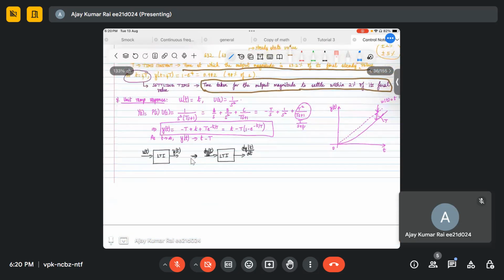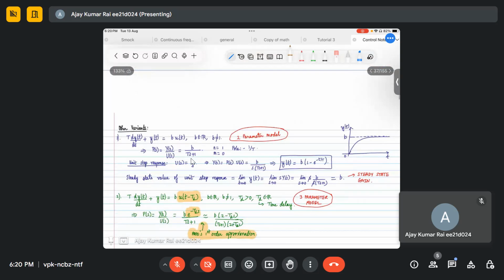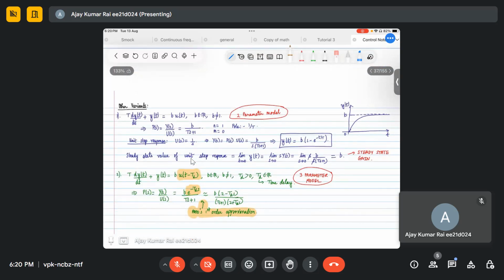So, unit step response. You have seen other variants also. What do I mean by other variants? Apart from T, there are other variables. In the first example, only T was the variable. Here the input is scaled by b. Since it's a linear system, the output is also scaled by b. That is the only difference.